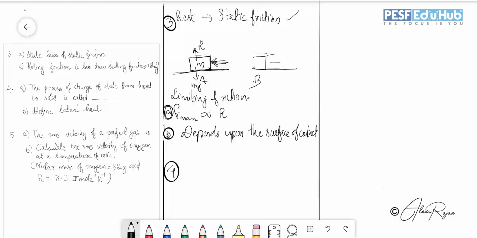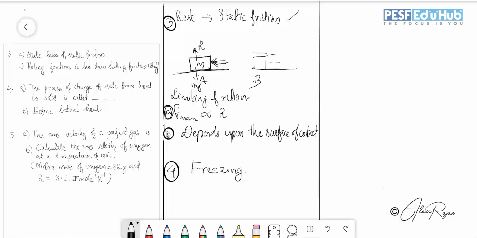Liquid to solid. That means the process of change of state from liquid to solid is called what? It is freezing. The process is known as freezing. That is solidification, liquid to solid. It's freezing.